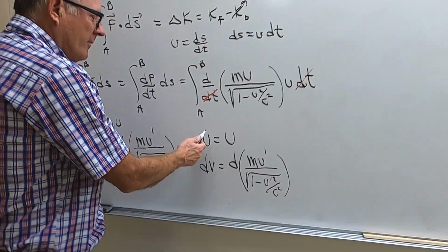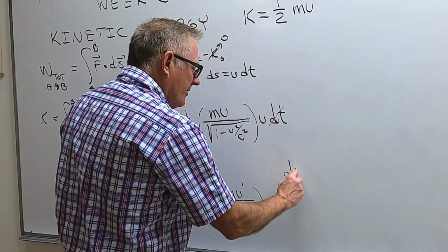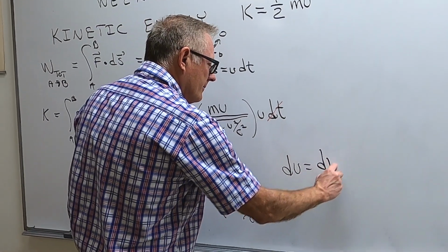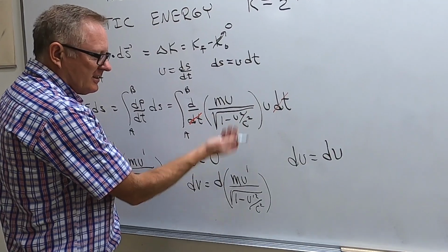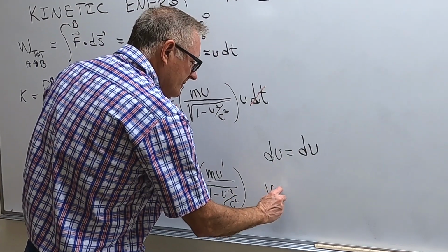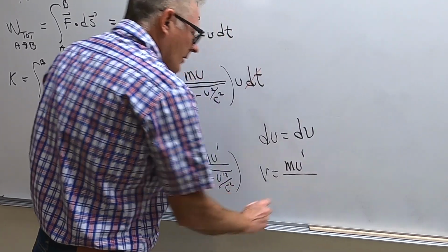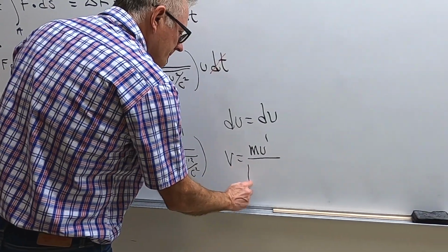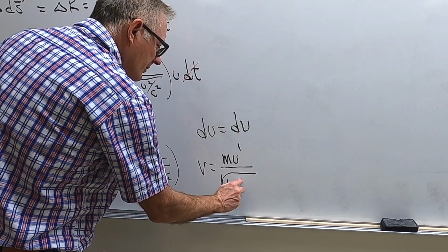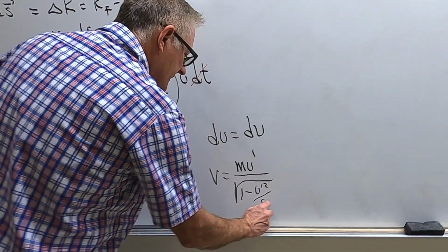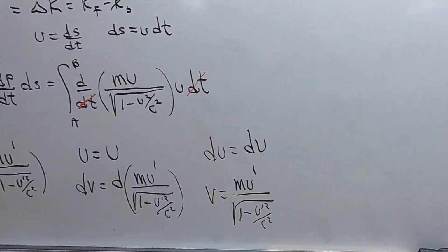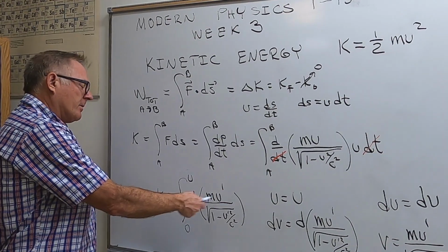And now we need a du over here. du equals du, and v is just this without the d. So v is just mu prime all over the square root of 1 minus u prime squared over c squared. Okay, so now we can apply integration by parts to this.